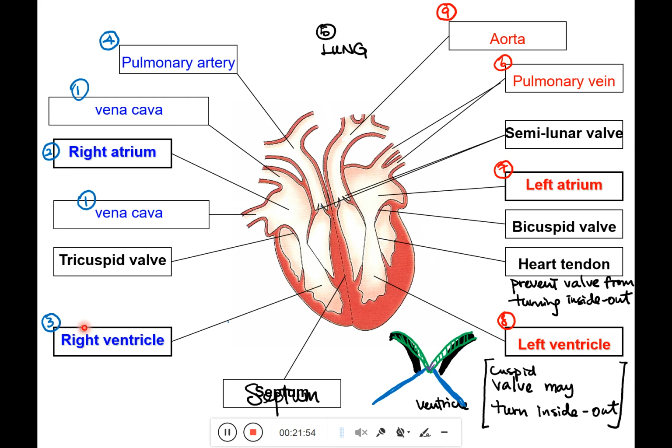Apply that idea into this picture. So when the ventricle contracts, the pressure is pressing on the valve. The valve will close initially, but the very great pressure may have the danger of flipping it up, flipping it out, flipping it inside out. Alright, the string, the heart tendon here, holds the valve so that it can't flip inside out.